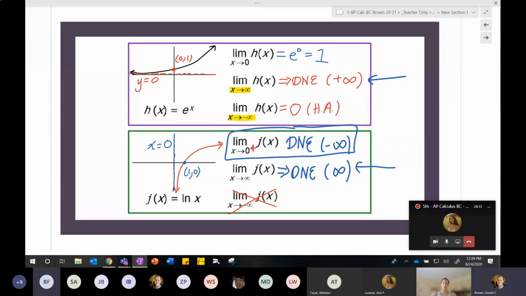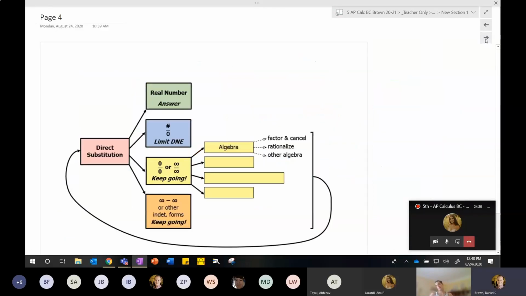E to the x. It's going so much faster that when you go towards infinity, if you were to compare the two, e to the x is always going to win out because it is increasing so much faster. Which brings us to this first intuitive method we have.